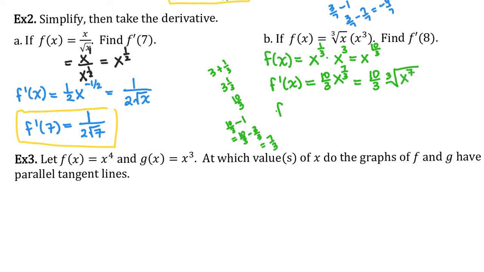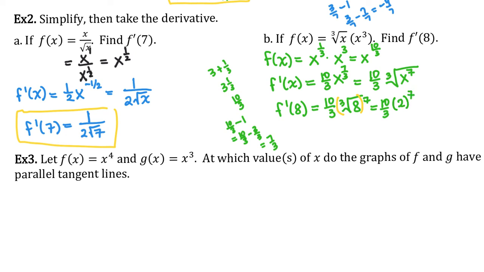Okay, let me go ahead and plug in the 8 then. 10/3 times the third root of 8 to the 7th. Okay, now the 8 is being third rooted and it's being raised to the 7th. You can do whichever part you want first. Because I know what the third root of 8 is, I'm going to go ahead and do that part first. The third root of 8 is 2. So this is 10/3 times 2 to the 7th.